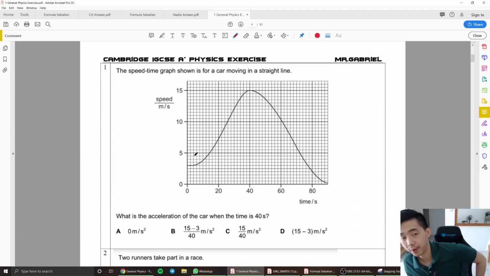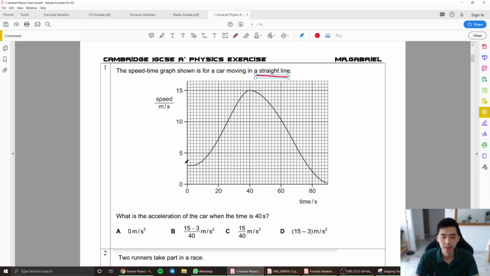Okay, looking at part 2 here, this is actually a very interesting question. The question states that the speed time graph shown is for a car moving in a straight line. You can see that the car moved at probably somewhere around 3 meters per second, started accelerating, and then started decelerating, and then finally going back to speed equals to 0 here. In this question, they ask, what is the acceleration of the car when time is equals to 40 seconds?